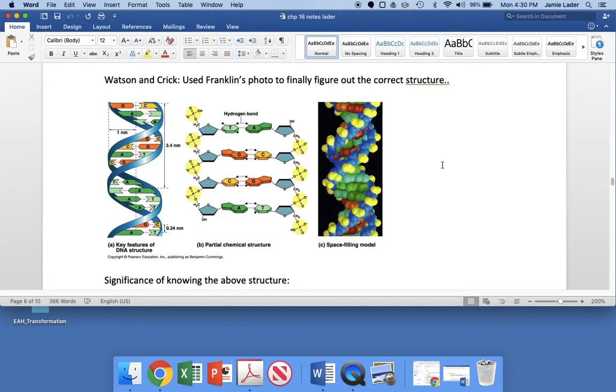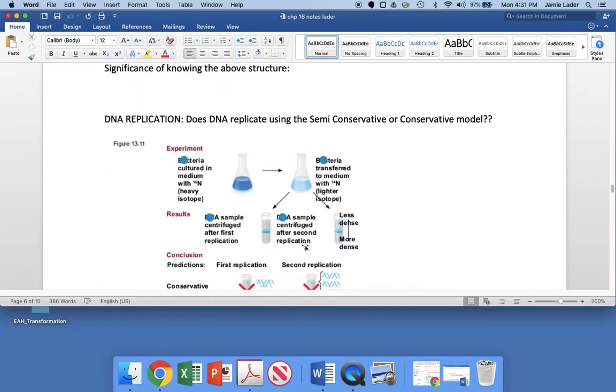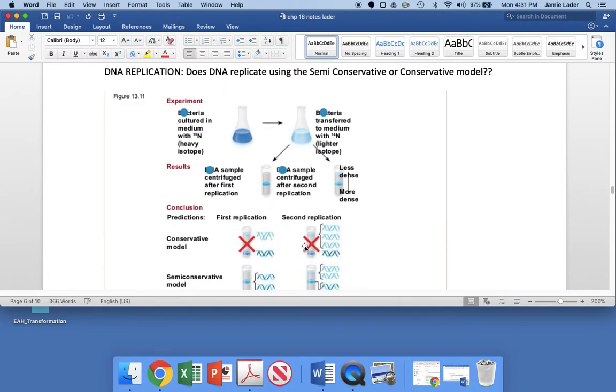And what was the significance of knowing the above structure? Who cares? Well, when they did this, now we understood how the molecule was replicated and how the molecule was read. It was some pretty high-end stuff that we're still picking apart today, some 60 or so years later. So a couple things. First, we talk about DNA replication. Most important, you should know that this occurs during the S phase of the cell cycle. Very important. It takes a long time.